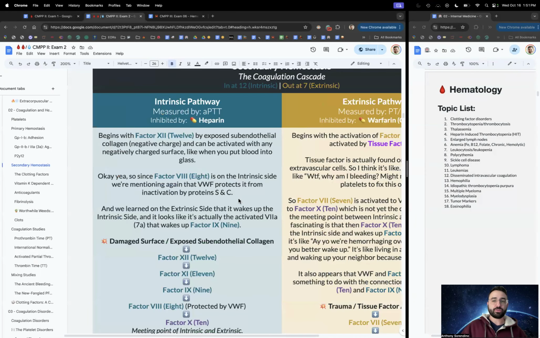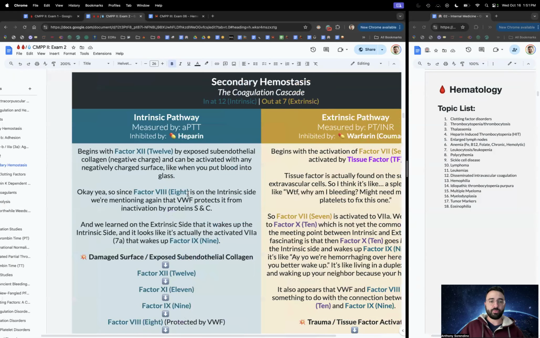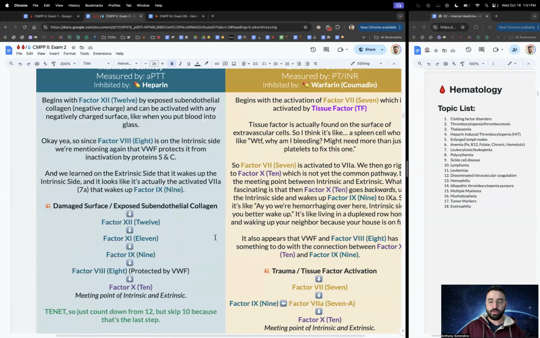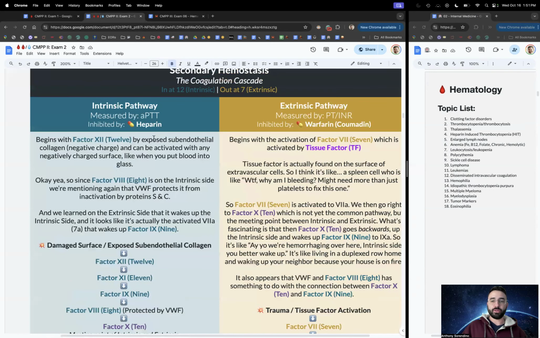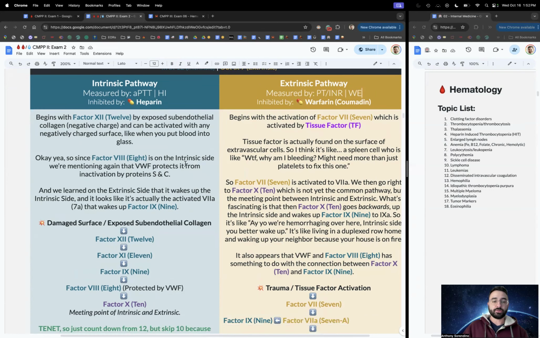So, intrinsic pathway versus extrinsic pathway. When we talk about this, you want to put heparin on the left, warfarin on the right, and you do your intrinsic and you do your extrinsic. So I literally just thought about this, but you could say hi, HI is heparin and intrinsic, and then you could say we for warfarin. So we, hi, warfarin, extrinsic, heparin, and intrinsic.